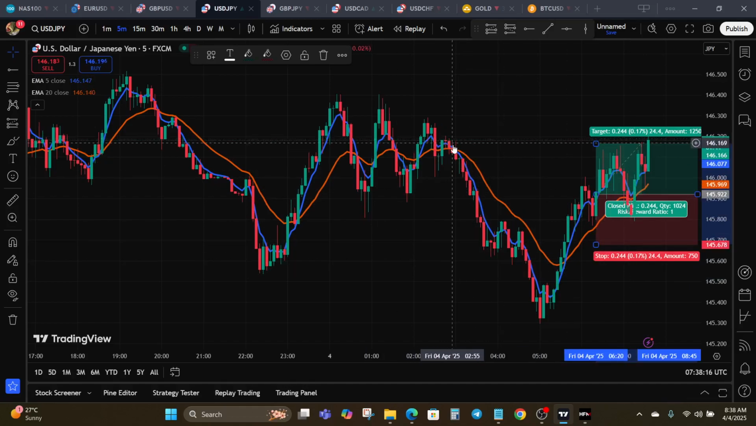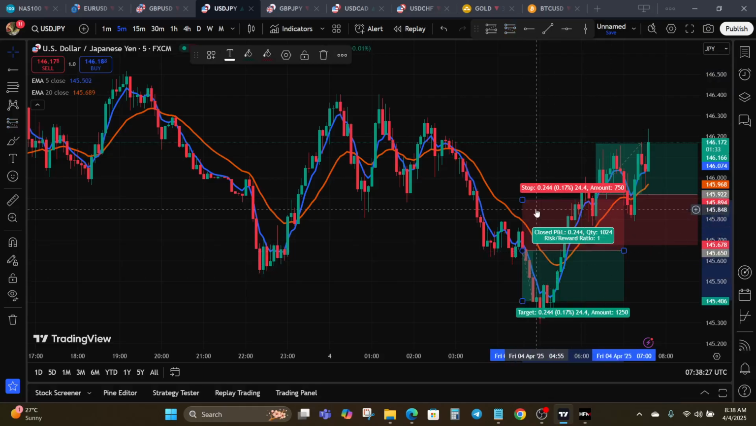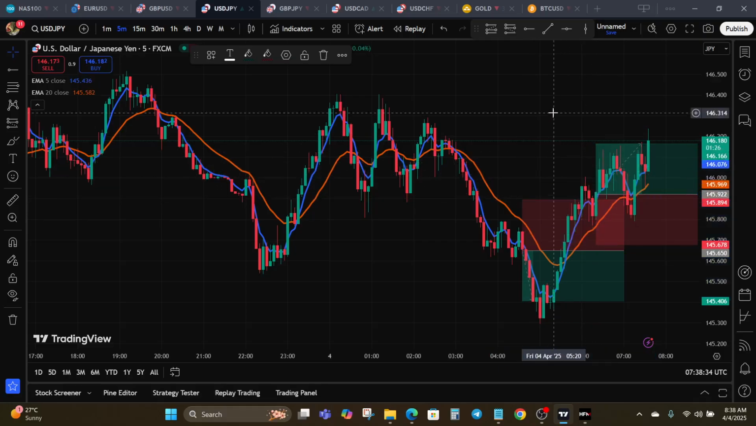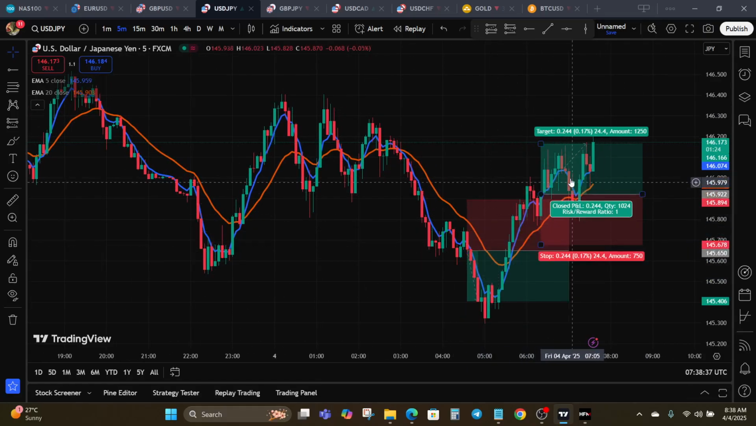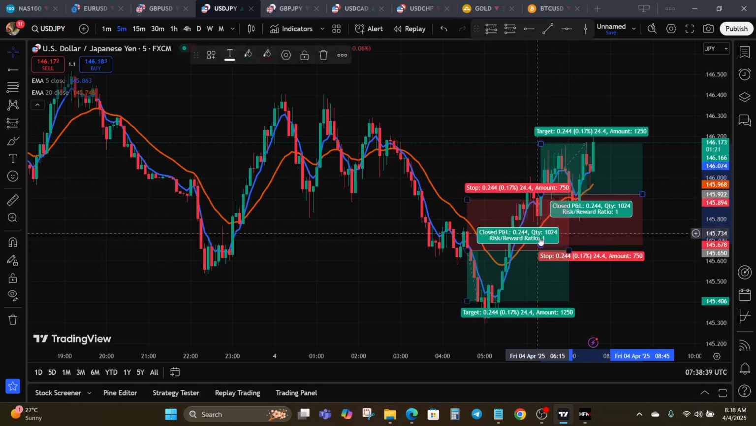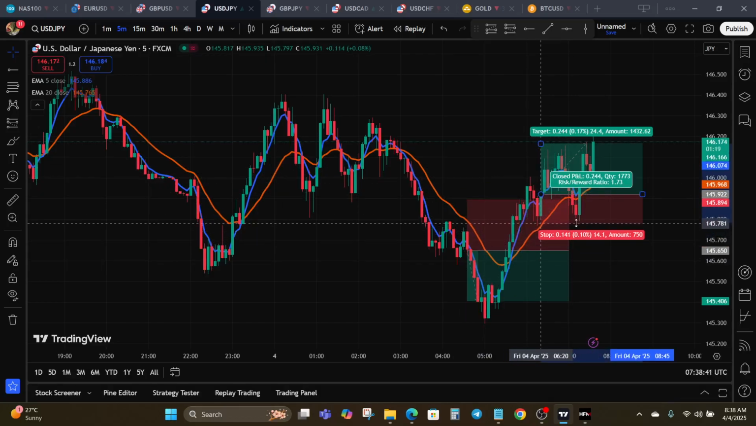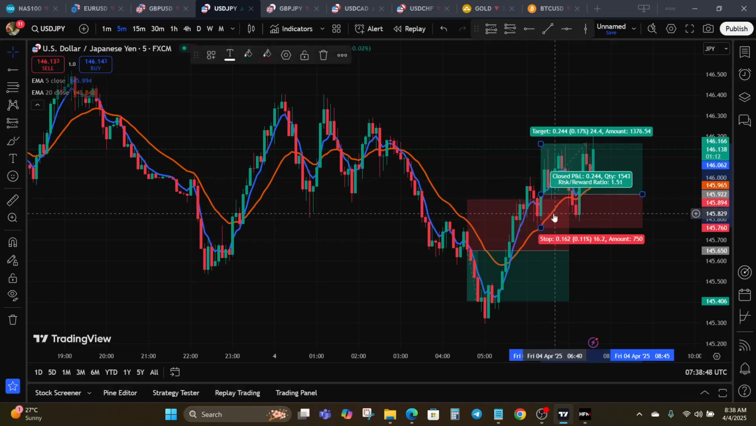Once the 5 EMA drops below the 20 EMA and then a pullback happens, and then you get perhaps a bearish engulfing or any bearish candlestick pattern, that is a cue to enter a sell. Stops go just below the structure or the 20 EMA. If you are entering a buy trade, your stops can be just below the 20 EMA or below the nearest swing low.